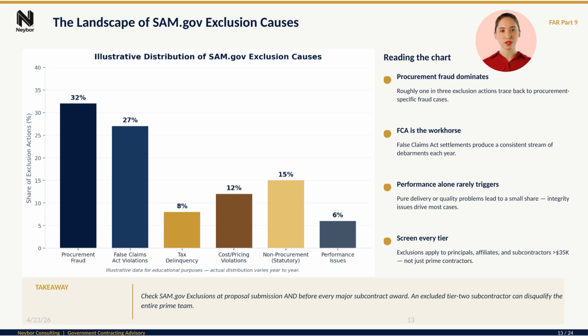Performance problems tend to produce terminations for default, which are reported in FAPIIS and influence future responsibility determinations, but by themselves rarely lead to debarment. Two practical consequences shown on the right. First, an effective compliance program focuses on the integrity vectors: invoicing, certifications, subcontractor representations. Second, you must screen every tier of your team. An excluded subcontractor above $35,000 poisons the award for the entire team, so SAM checks belong in your proposal workflow and your subcontract award workflow, not just at registration.